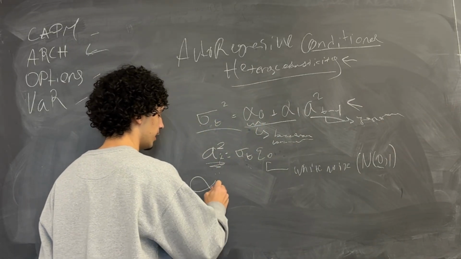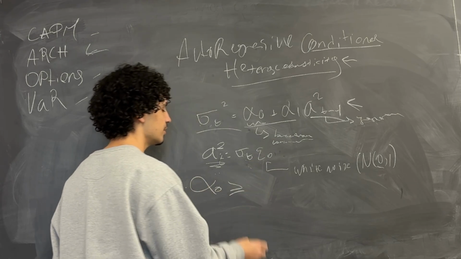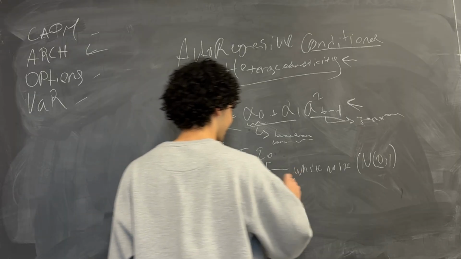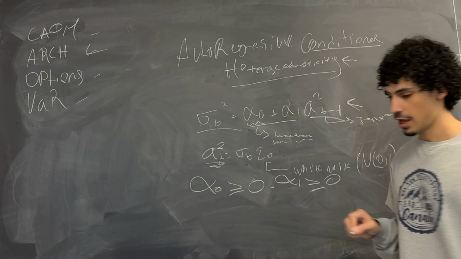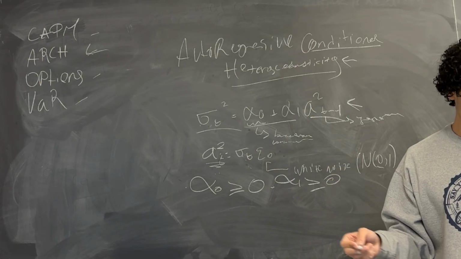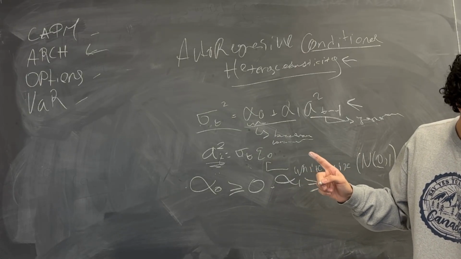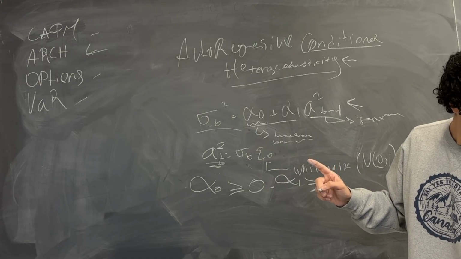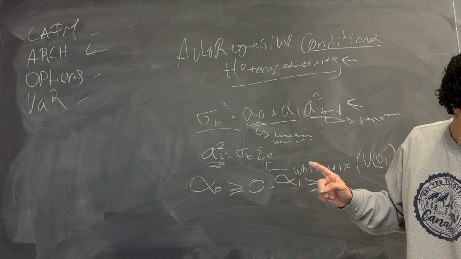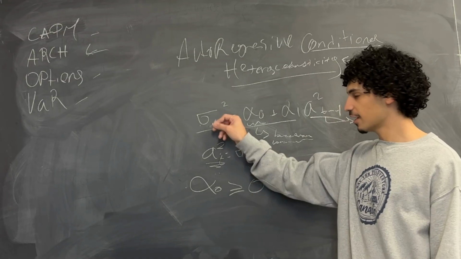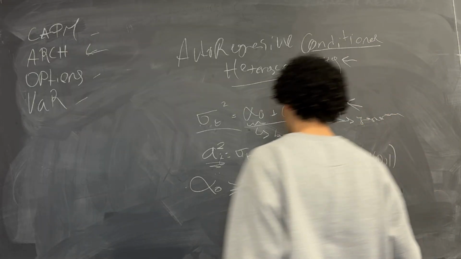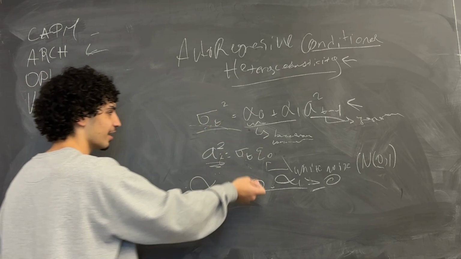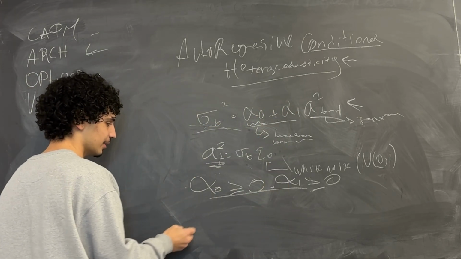So A0 has to be positive. Same with A1, has to be positive. Why do they have to be positive? Oh yeah, because variance can't be negative. These have to be positive because the output just can't be negative, and if it's negative, that would happen.